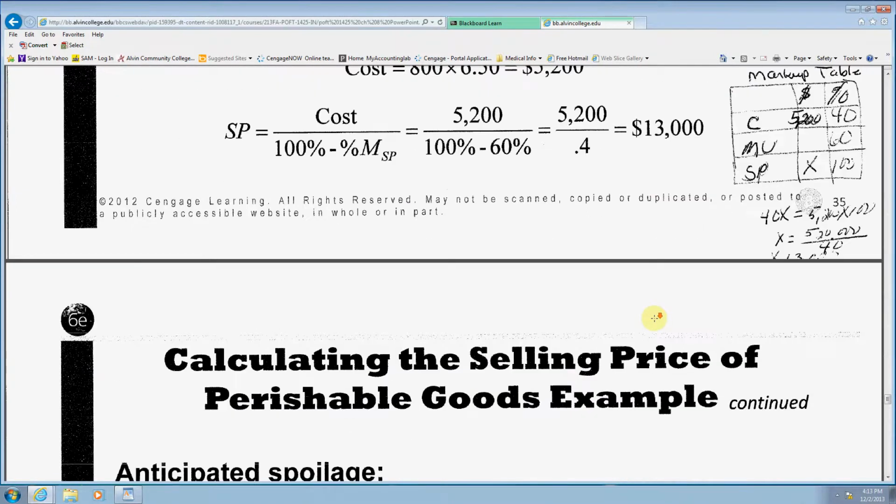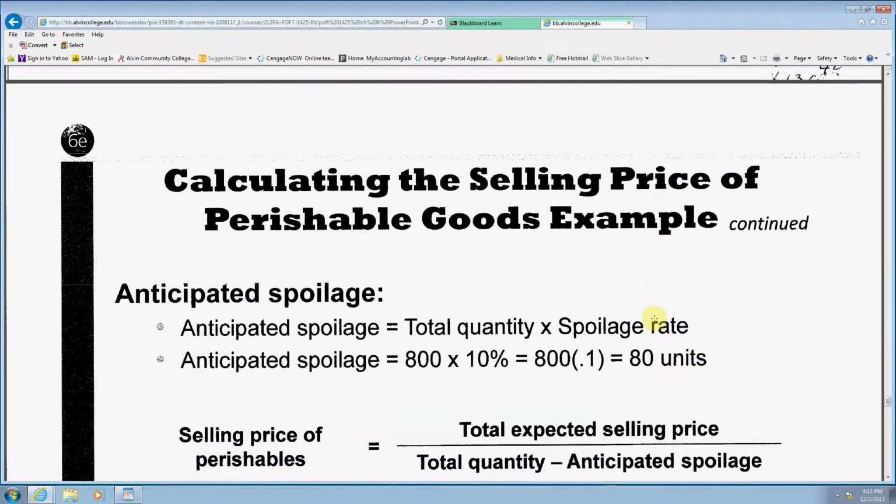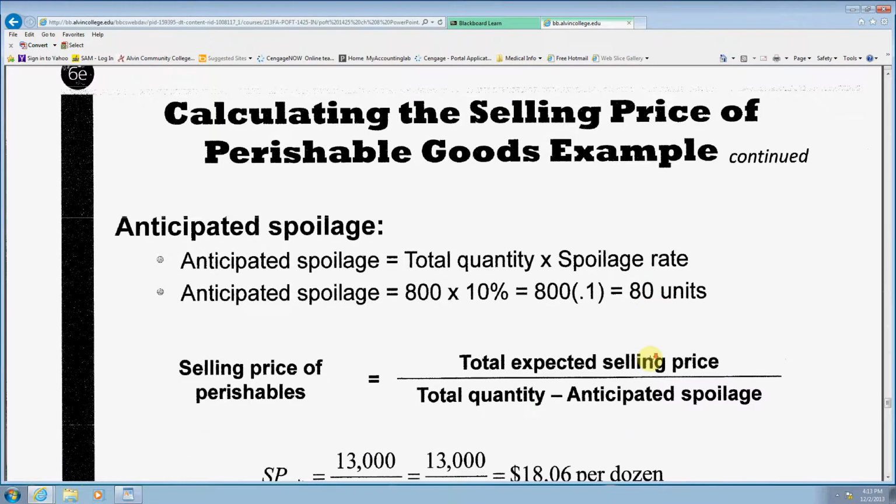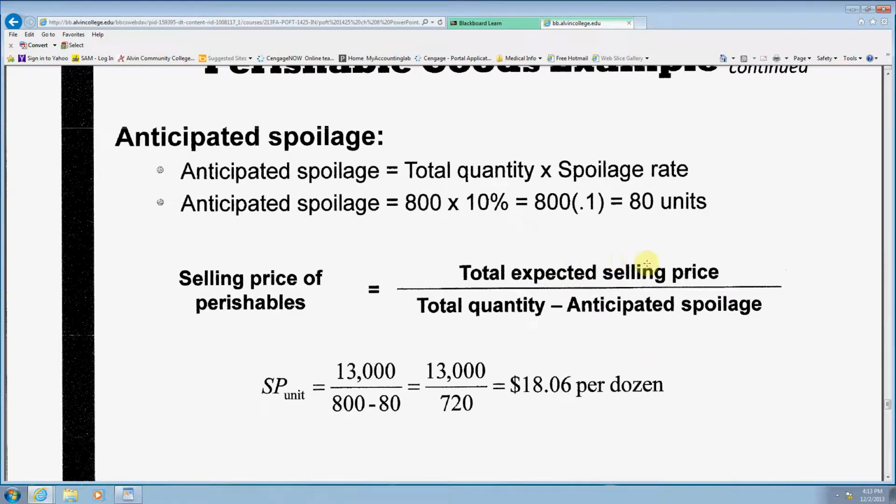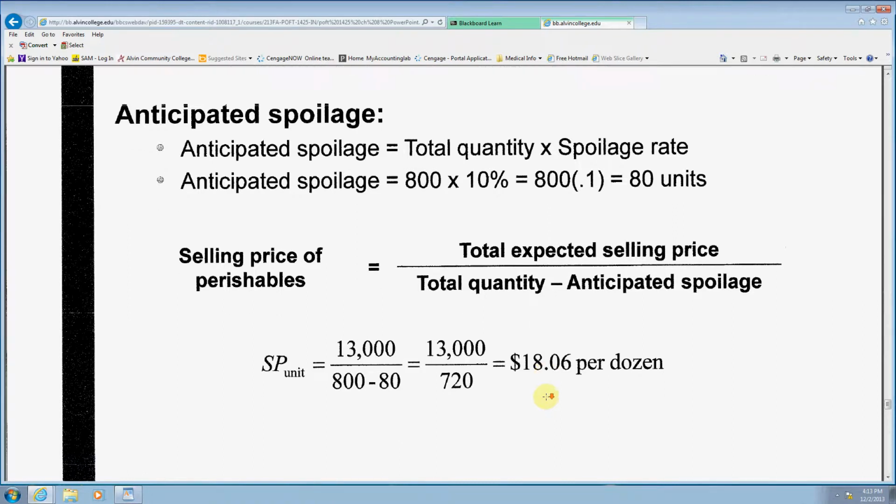Now we can use that information. We want our anticipated spoilage, we said 10%, so we bought 800 dozen, so it'd be 80 units. Now we can take our total expected selling price, which is 13,000, and divide it by the 800 minus the 80 units, so 720 is what we would expect that we'd be able to sell. So we'd need to sell them at $18.06 per dozen to get a 60% markup.